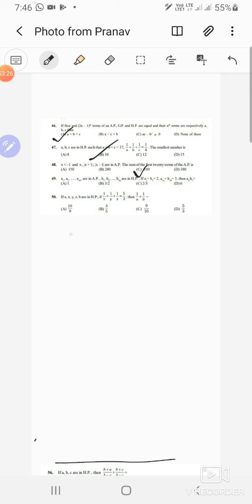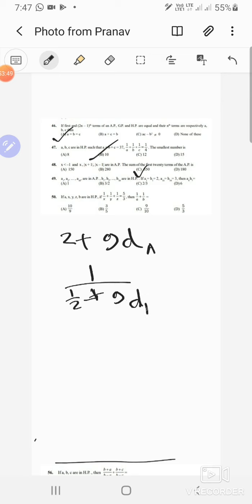Fine, so A10 is going to be the first term, which is 2, plus 9 into the difference for AP, and then H10 is going to be 1 upon, the reciprocal of the first term is 1 by 2, plus 9 into the difference for HP, right? So these are equal to 3. This is equal to 3 and this is also equal to 3. We can find dA and dH from this.